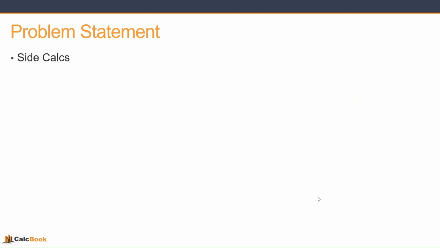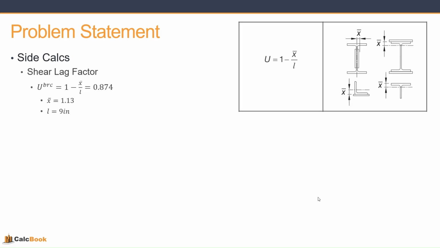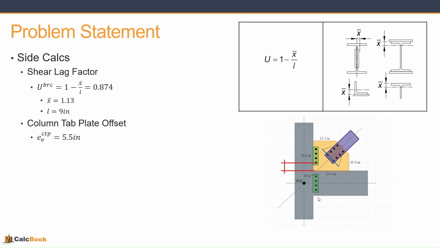One more thing before we jump into CalcBook: there are a couple of things we need to calculate before we get there, and I just wanted to highlight that. The first thing is our shear lag factor. This is for the connection between the WT and the gusset plate. Our shear lag factor is 1 minus x bar over L, where x bar is the distance from the connected surface to the centroid of the shape. You can look this up in the manual, and the distance for that is 1.13. Our length of the connection is 9 inches. So when we put all that together, we have a shear lag factor of 0.874. And then we also need to calculate this vertical offset distance for our column tab plate.